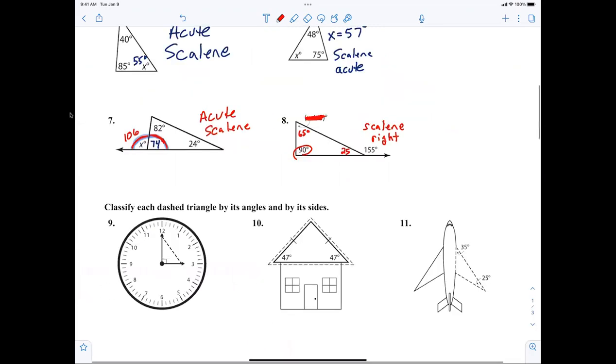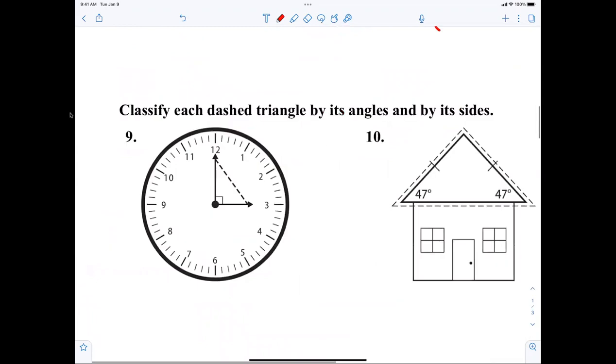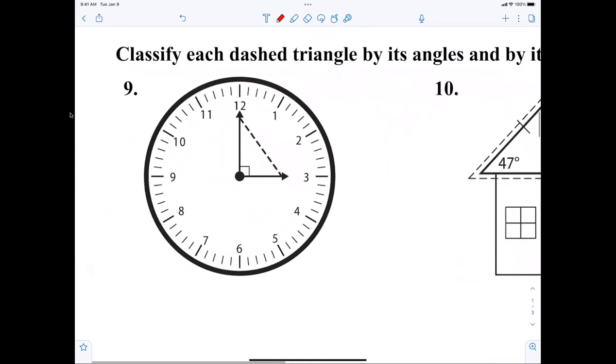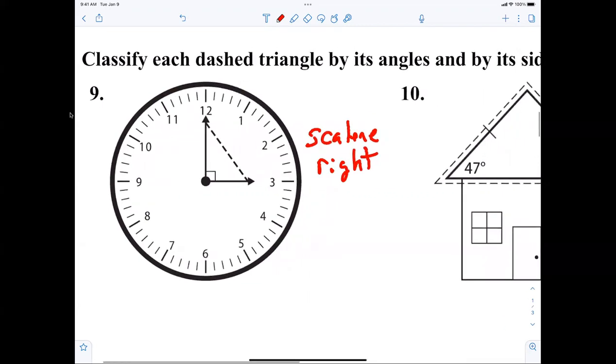Okay, let's take a look at number 9. What do you think on number 9, Carolyn? Yeah, we don't have to know the measures. We just have to tell me what do you think it is? That's exactly correct. Scalene and right. Perfect. Next.